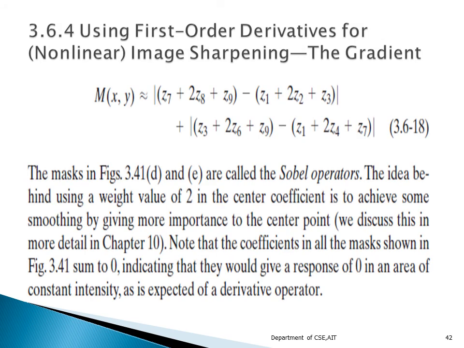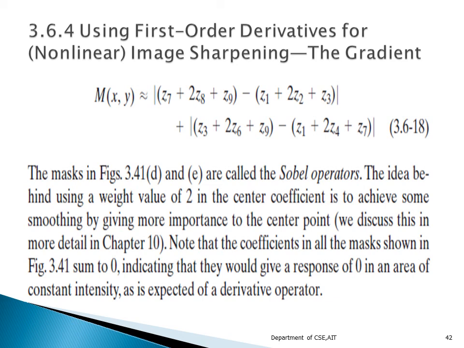The Sobel operators make use of all the intensities from Z1 to Z9, and by making use of equation 3.18, I am going to get the Sobel operator. The idea here is we are using a weight of 2 in the center coefficient so that we can achieve some smoothing or blurring. We are giving importance to the center point here.